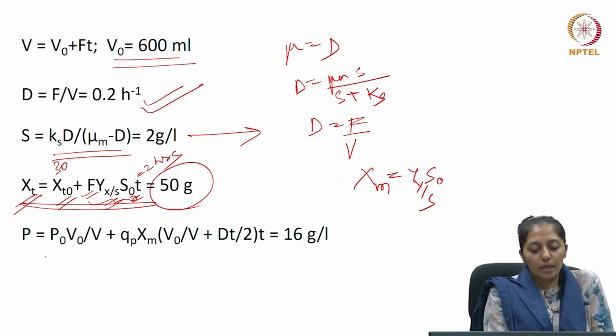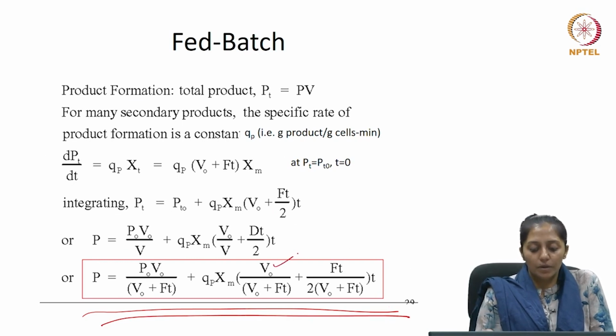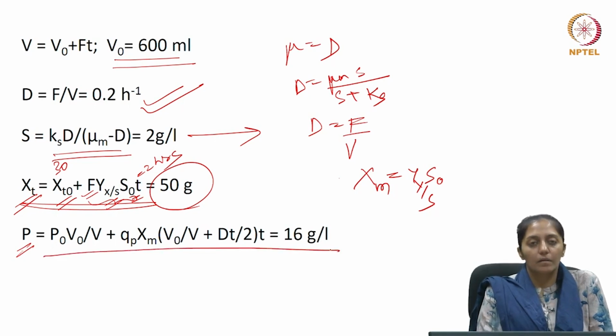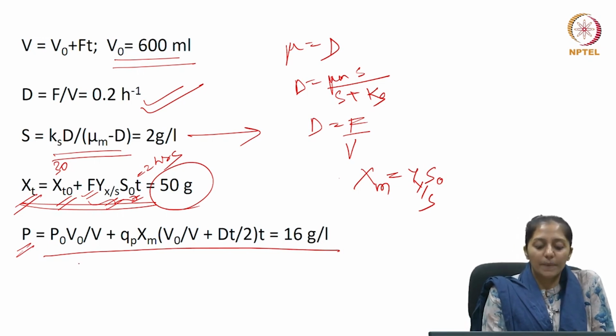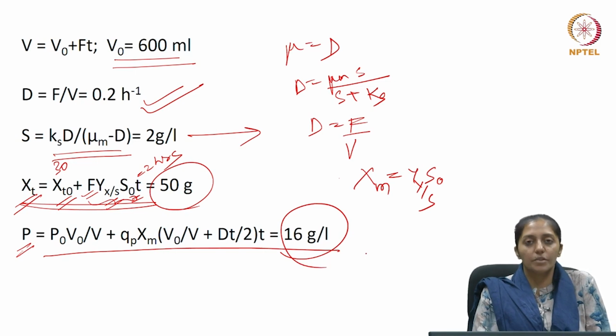Now, they have also asked us to calculate the product concentration, which as determined here, we know V naught, we know F, we know T, Qp has been given, and Xm we have calculated as 50 grams per liter. Then we can find the value of product concentration, which comes out to be 16 grams per liter. I am expecting you people, because it is pretty straightforward, you will be able to find the right numerical value as shown here by substituting all the information provided in the problem.